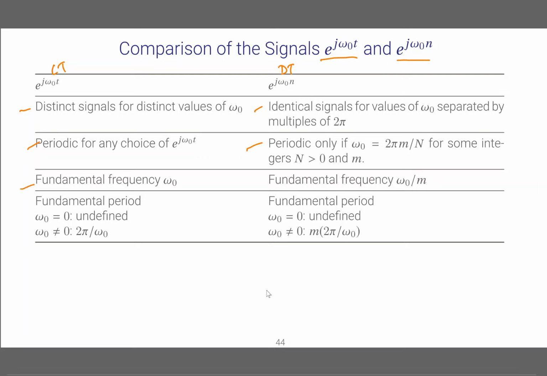In continuous time, the fundamental frequency is omega naught. In discrete time, the fundamental frequency is omega naught divided by m. Then the fundamental period, when omega naught is equal to 0, is undefined. When omega naught is not equal to 0, it's 2 pi by omega naught. In discrete time, when omega naught is equal to 0, the fundamental period is also undefined. When omega naught is not equal to 0, it is m times 2 pi divided by omega naught. So we have many cases where m is equal to 1, but m has to be considered.